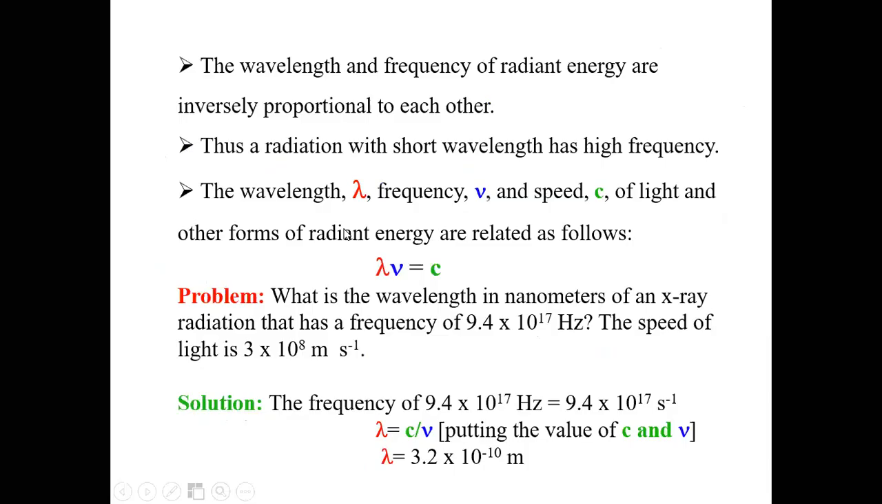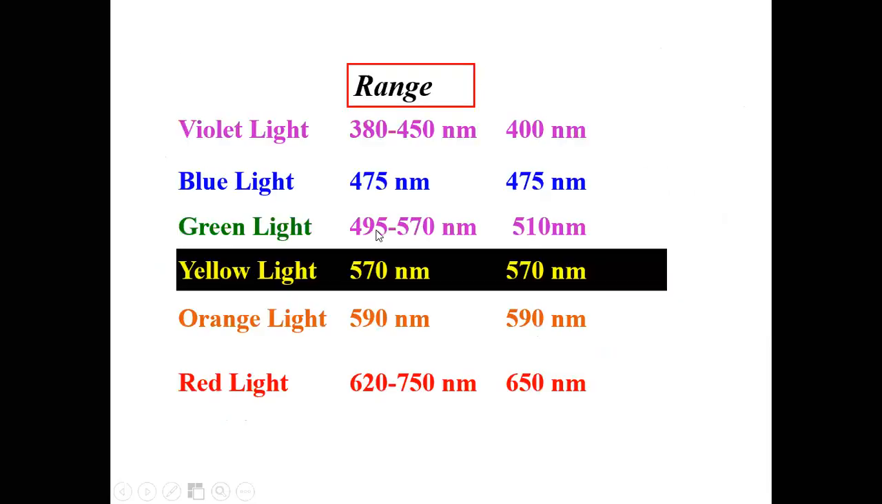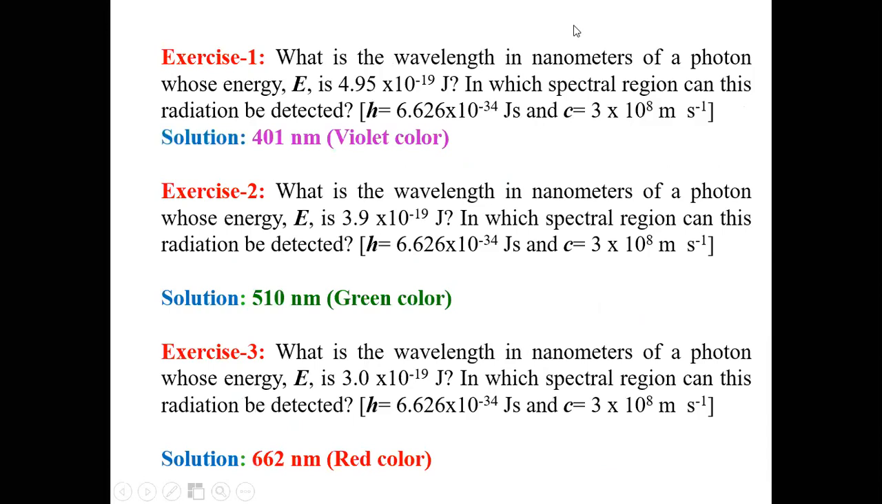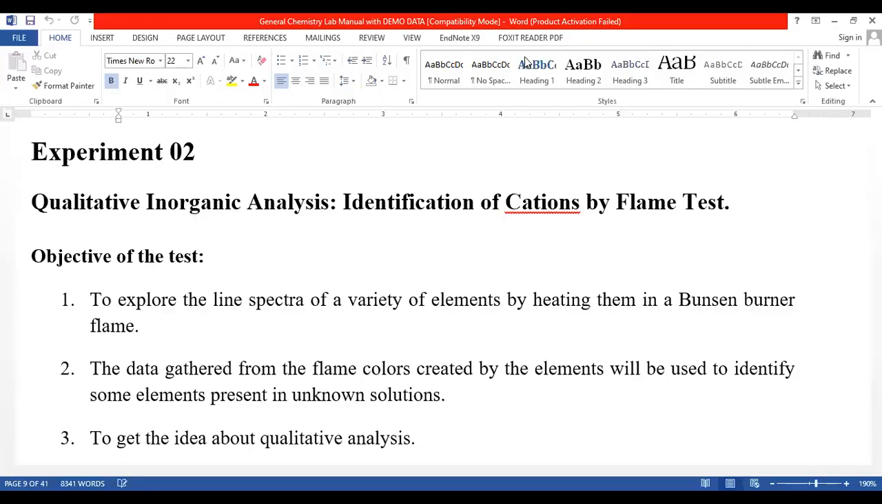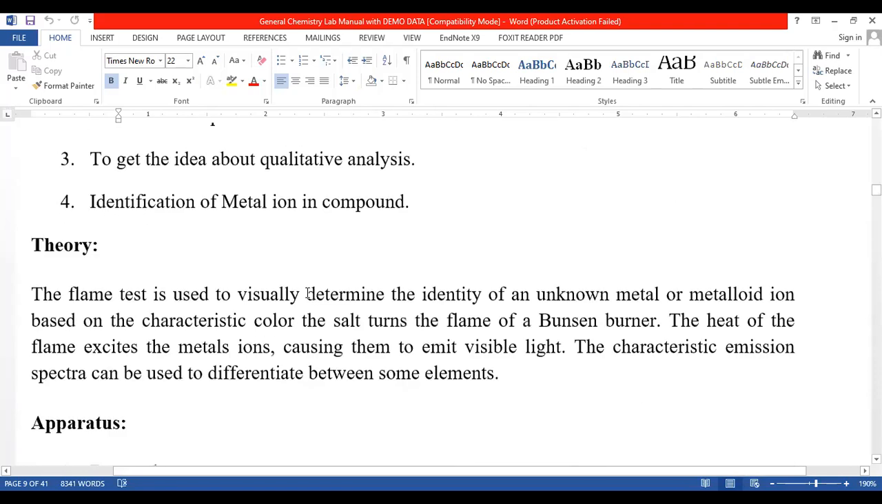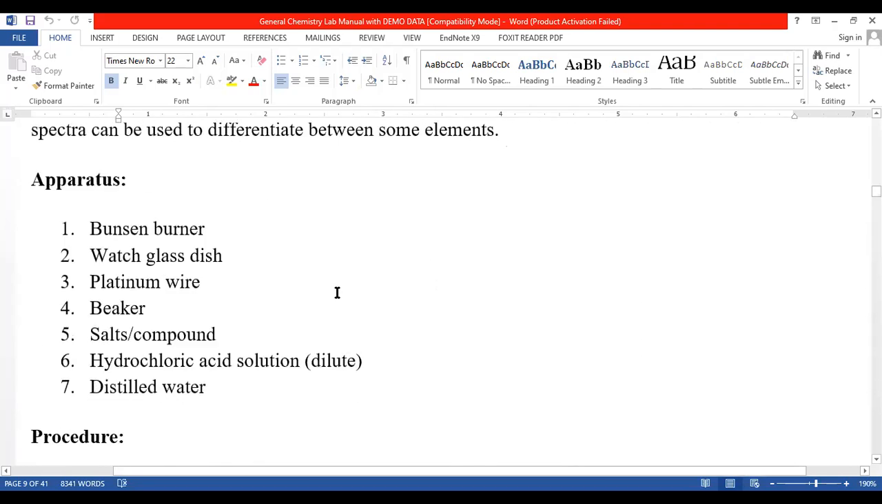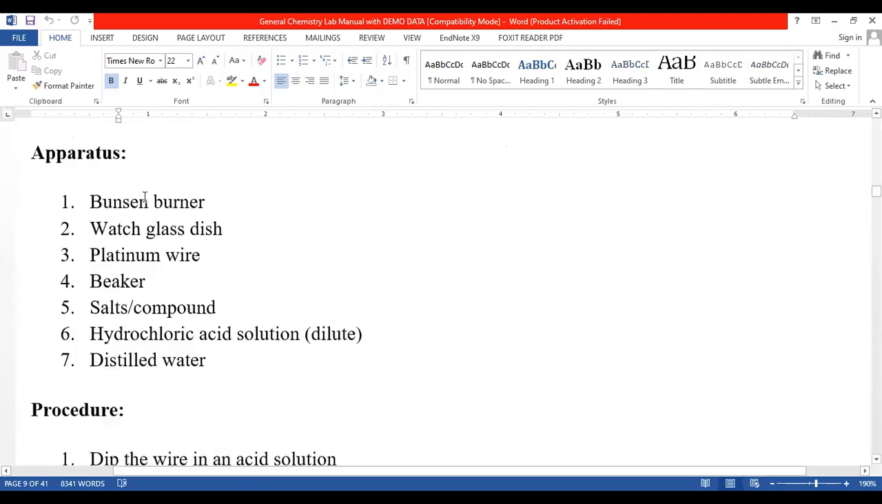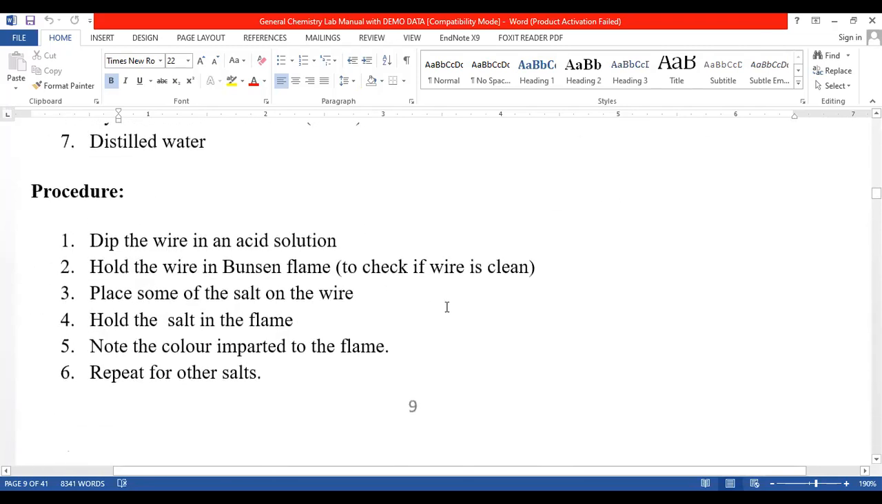All right, I'd like to go back to our document where the limitations and the table will be displayed. Experiment 2, qualitative inorganic analysis, identification of cations by flame test. The objectives, what we have already described. Theoretical background I have described earlier. The apparatus, procedure.